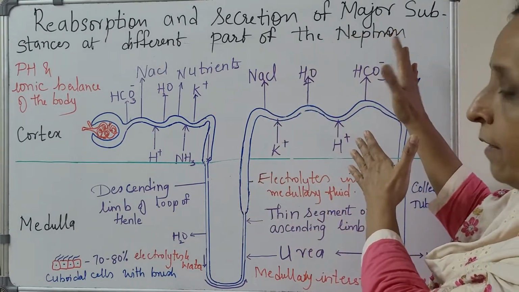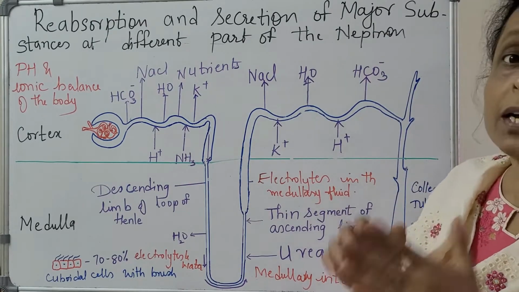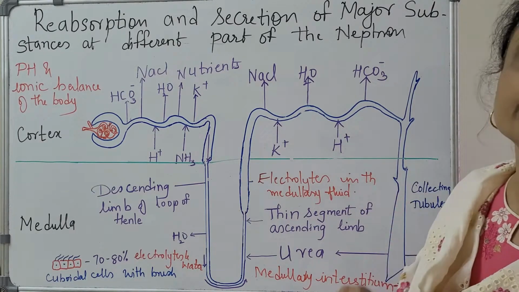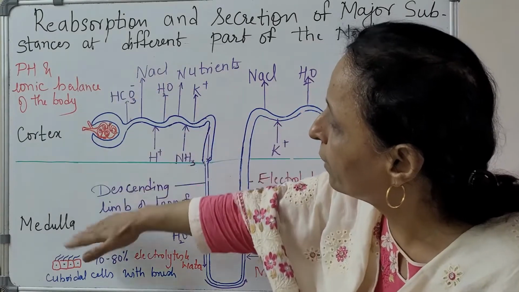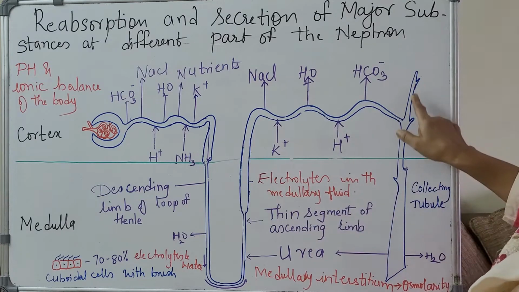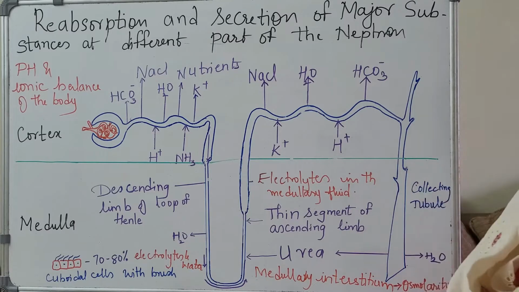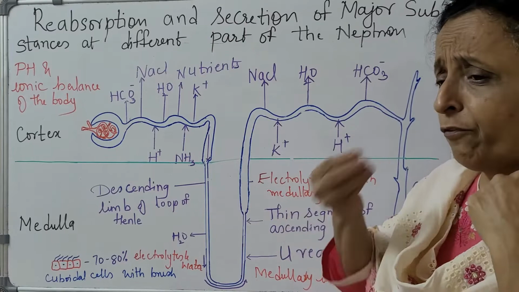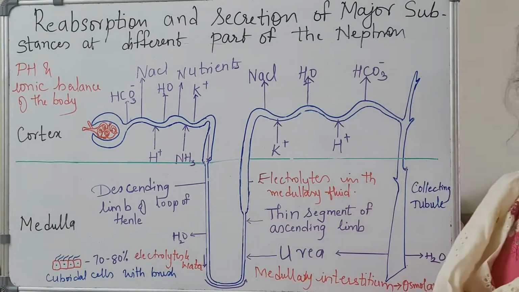After this, it will come into the collecting tubule. Collecting tubule starts from the cortex and continues into the medulla. Up to here is the cortex, here is the medulla. But the collecting tubule, you can see, is there in the cortex as well as the medulla. Here absorption of water takes place. If you drink a lot of water, it will be collected in this collecting tubule.